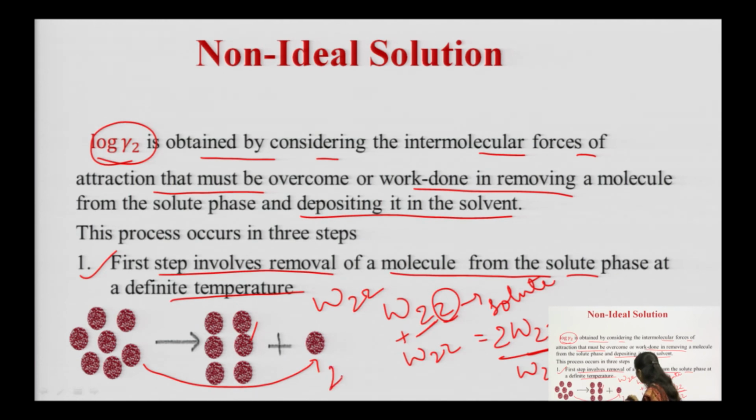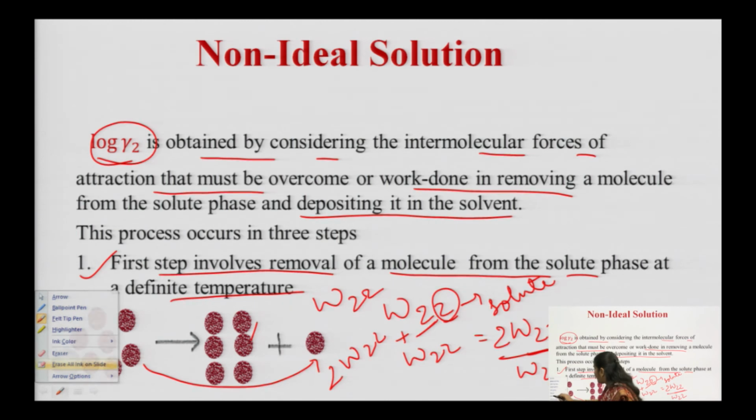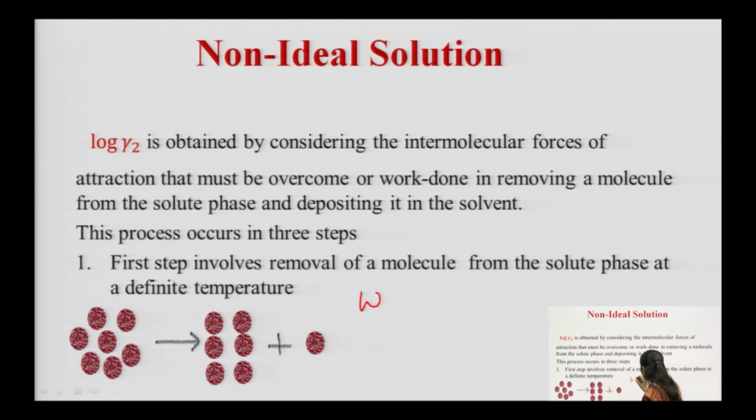First it was 2 W22. Why? As the solute was removed and the hole was formed, and as the solute rearranged itself, the hole was filled. So there was a gain of half the energy, and it became W22.